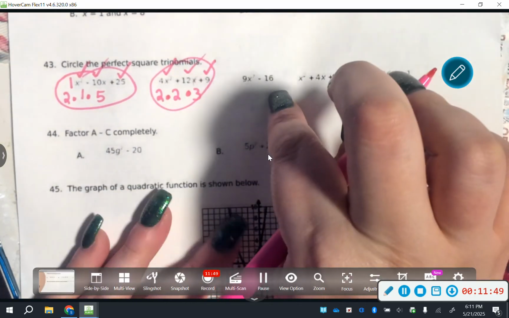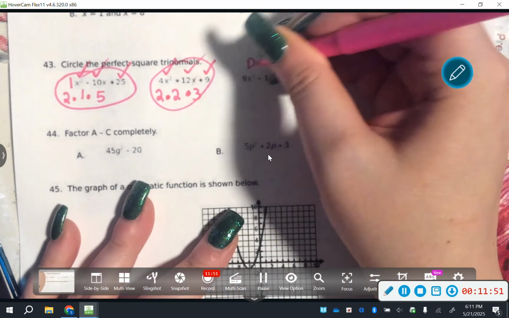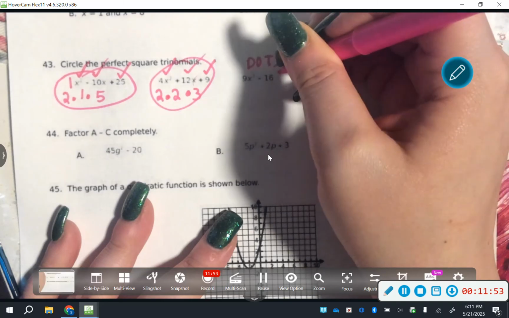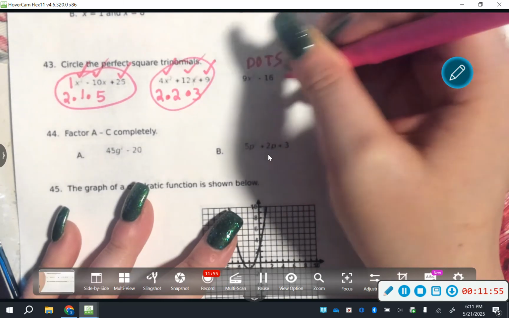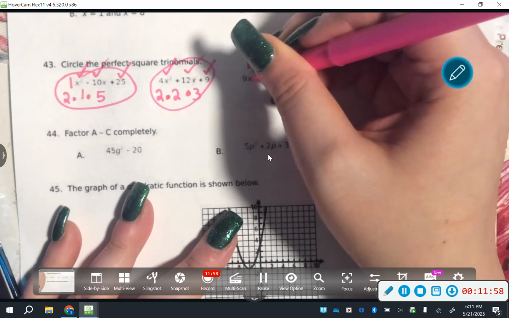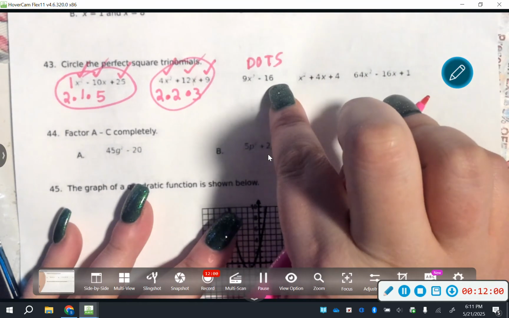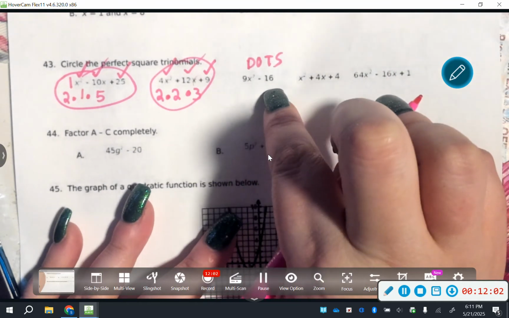This we already know is not a PST. It only has 2 parts. This is actually a DOTS. Here's how I know it's DOTS: it's 2 parts, it's subtracting, there's no regular x term, and these are both perfect squares, 3x and 4.